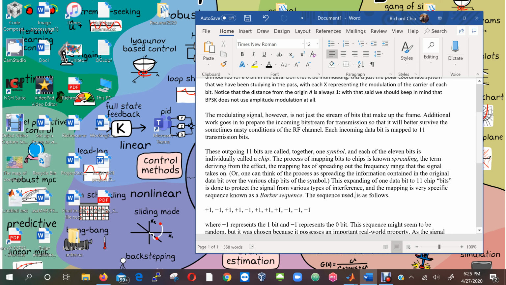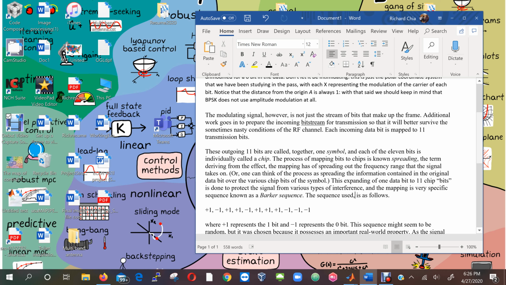The term derives from the effect the mapping has of spreading out the frequency range that the signal takes on. Or one can think of the process as spreading the information contained in the original data bit over the various chip bits of the symbol. This expanding of one data bit to 11 chip bits is done to protect the signal from various types of interference. And the mapping is very specific, a sequence known as the Barker sequence.